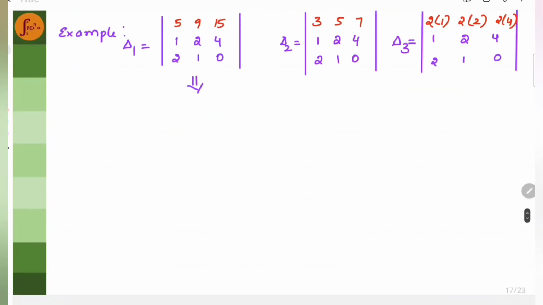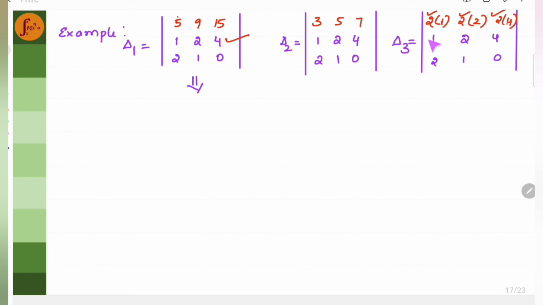Let's take an example and verify this. Let's say this is a matrix 5, 9, 15, 1, 2, 4, 2, 1, 0. Let's call the determinant of this particular matrix determinant 1. Now we will express this 5, 9, 15 using another row's elements. Let's take the second row and multiply it with a common number, a scalar, say 2. So 2 is the common number, that is K. We'll take the second row elements 1, 2, 4, so 2 into 1, 2 into 2, 2 into 4.